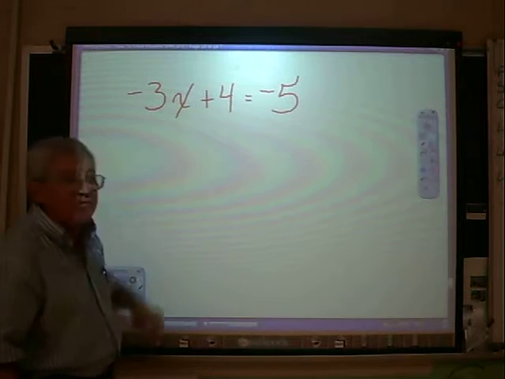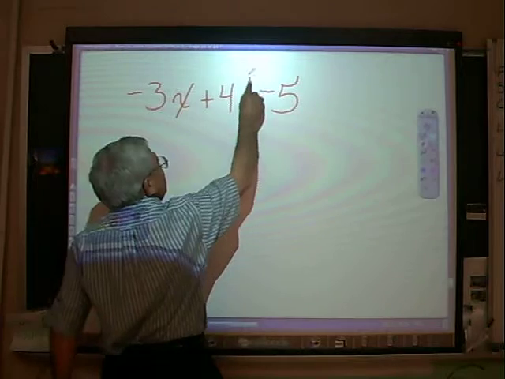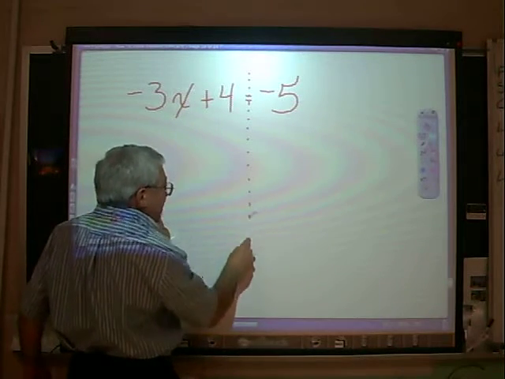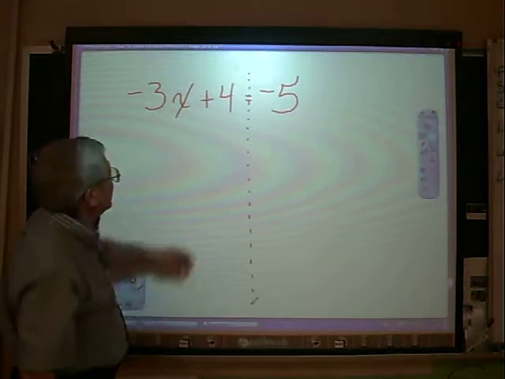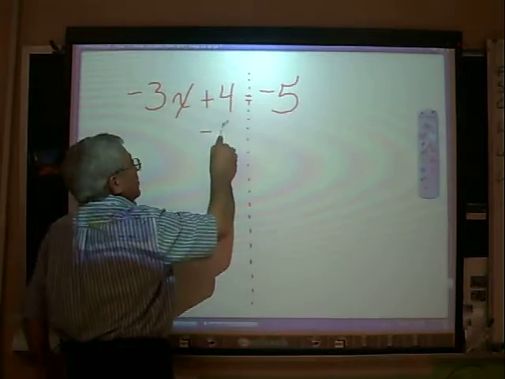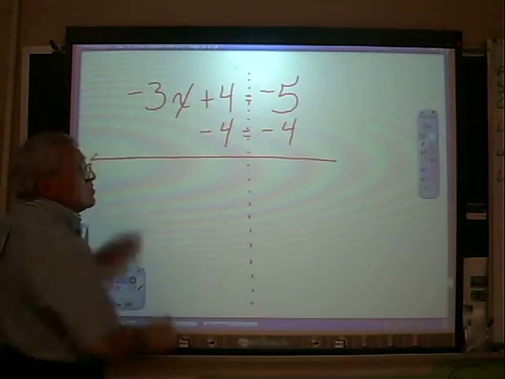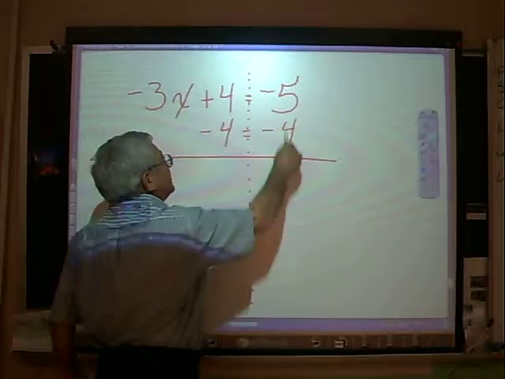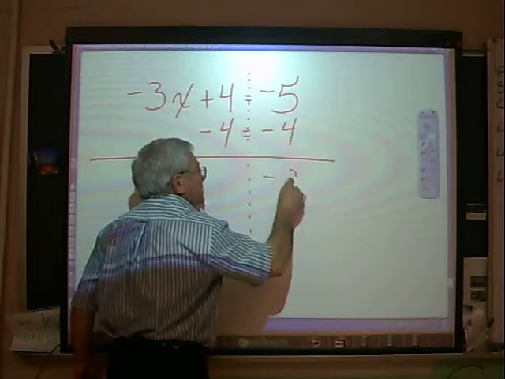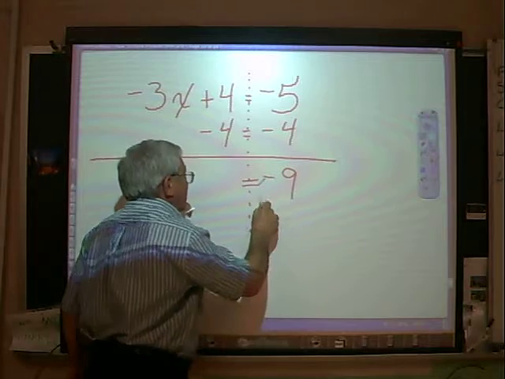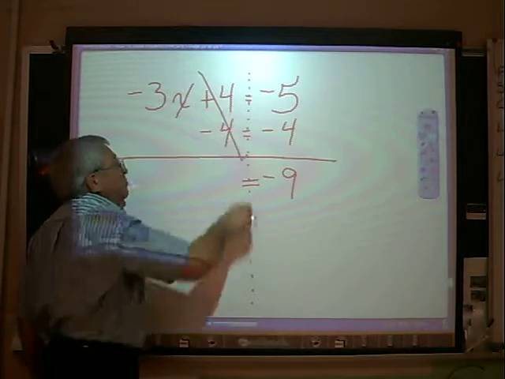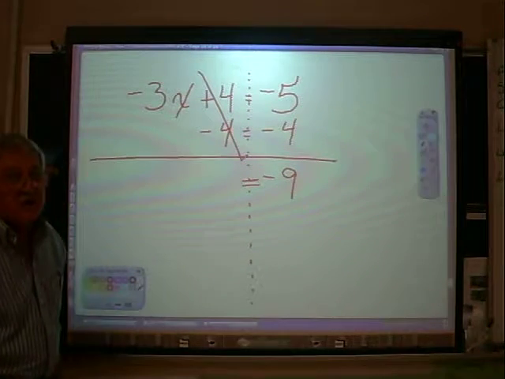So I'm going to get rid of that 4. Now, here again, here's the stand to my balance scale. I'm going to subtract 4 from the left side, 4 from the right side. And you can do it in either order. It makes no difference. Negative 5 and negative 4 is negative 9. 4 minus 4 is, well, nothing, of course. That's why I picked it, to get rid of it.